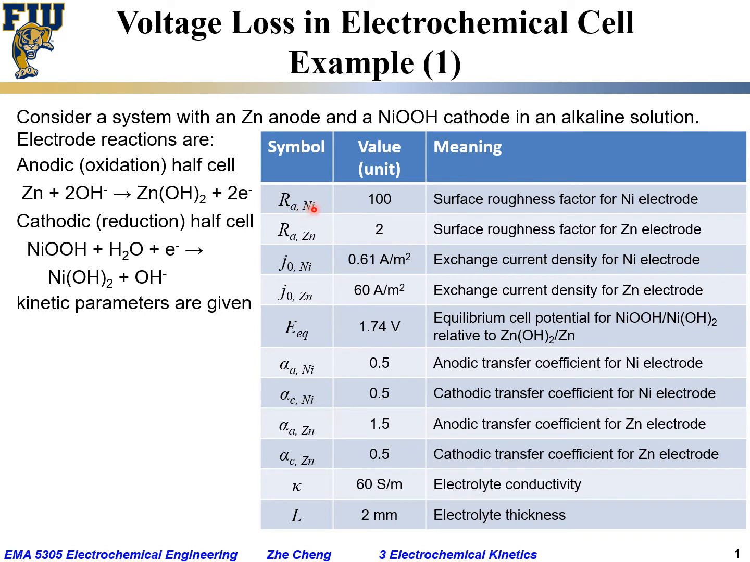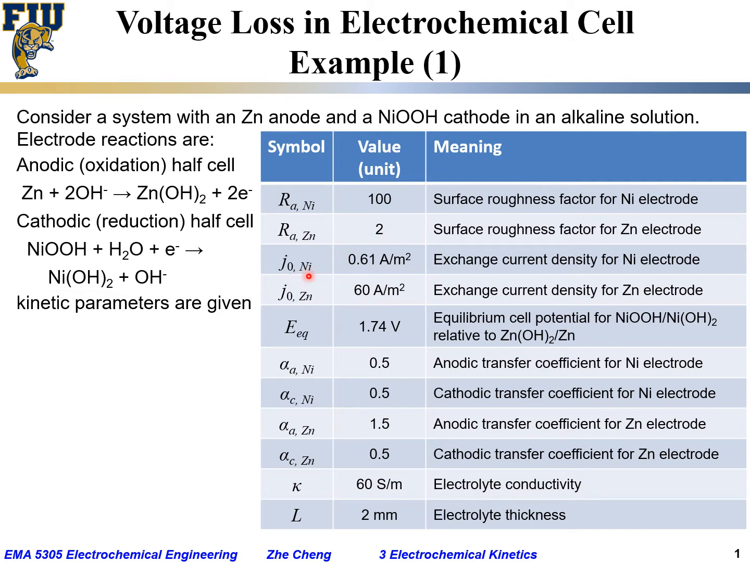So RA Ni means the surface roughness factor for the nickel electrode. And for the nickel electrode, this value is 100, which means for example, for 1 centimeter square projected area, the actual electrode area may be 100 times higher. RA zinc, the surface roughness factor for the zinc electrode, is much lower at 2. Okay, which means for a projected area of 1 centimeter square, the actual electrode area is roughly 2 centimeters square.